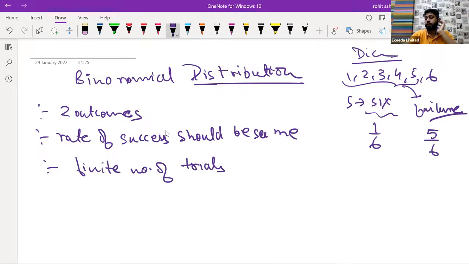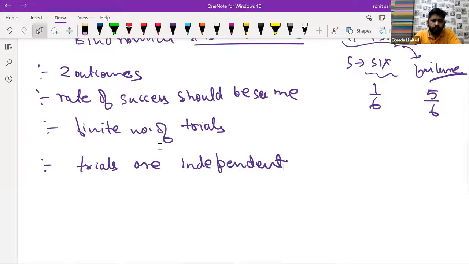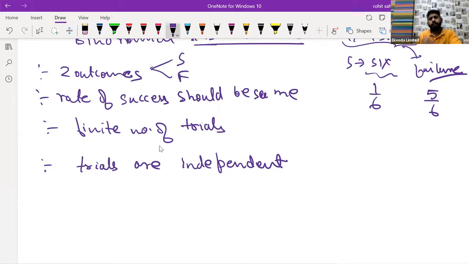Finite number of trials. Anything else? And yes, trials are independent. Of course, if the rate of success is the same, you can say that too. Trials are independent. You have seen it, no? Like if you toss a coin, the first coin toss, the second toss is also independent from the first one, the third is independent from the second and first both, like that. So there should be only 2 outcomes, success and failure, like I already said, the rate of success should be the same, and a finite number of independent trials.